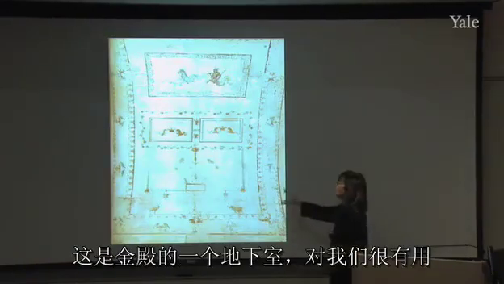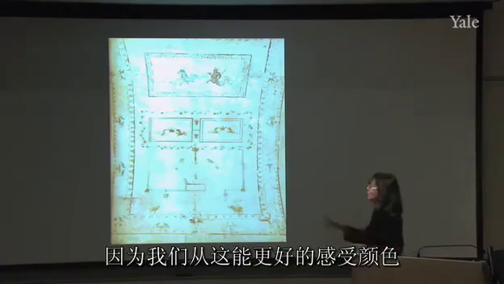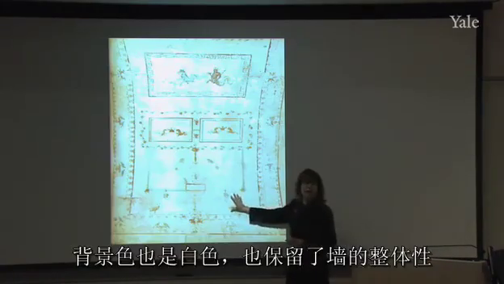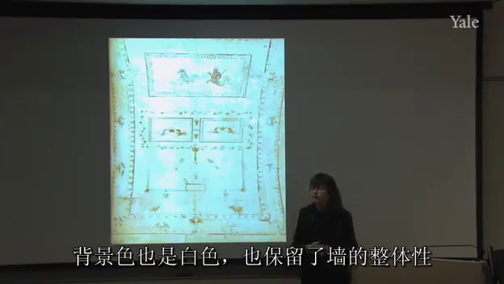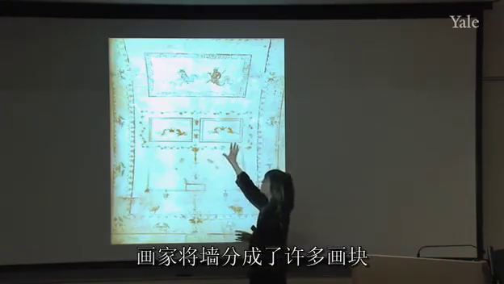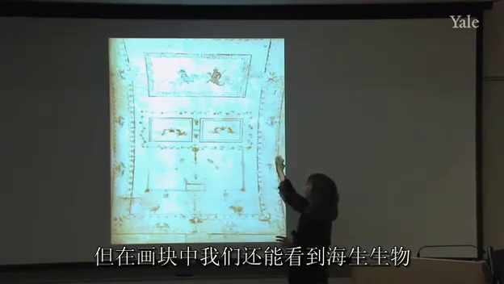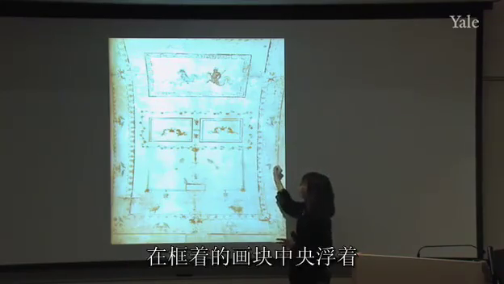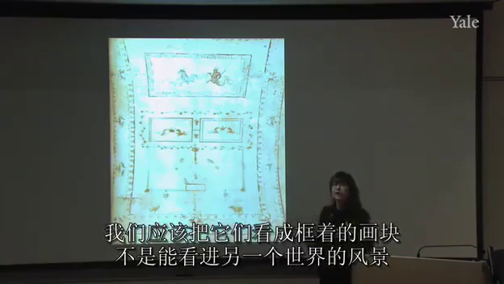This is a vault in the Domus Aurea, which is useful for us because here we can get a better sense of the color. Once again, the background is white, and once again, the integrity of the wall has been respected. The artist has divided that wall into a series of panels, but within those panels we see once again sea creatures, in this case floating in the center of those framed panels. We are meant to read them as framed panels, not as views into some other world.